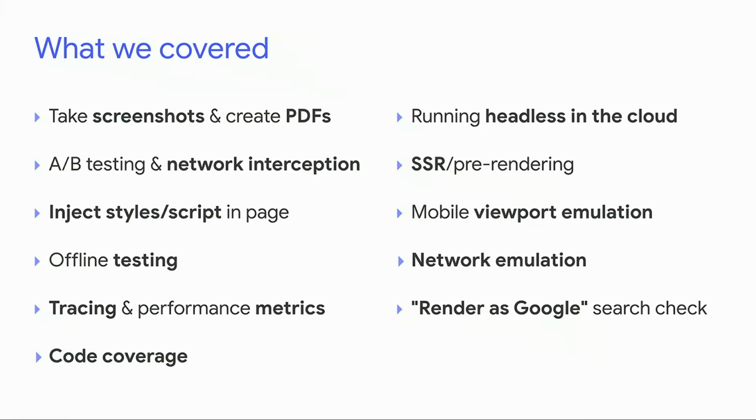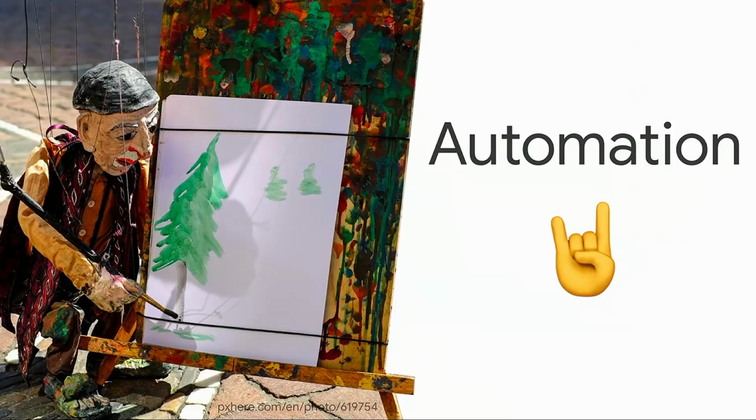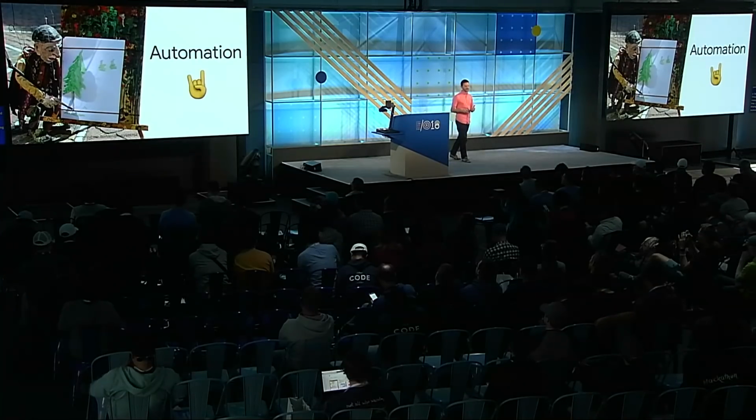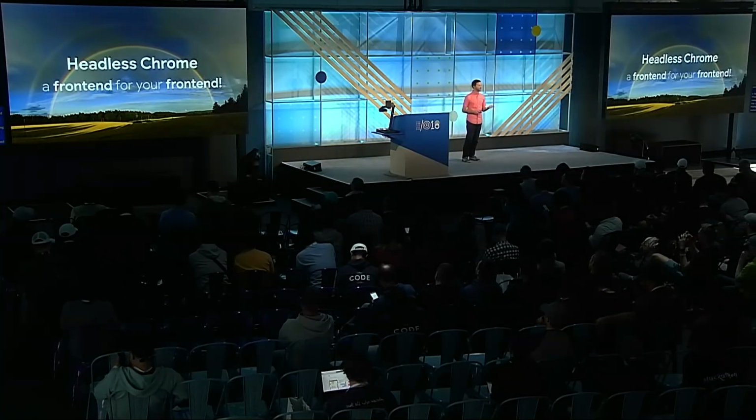So that was a lot of stuff. We covered a lot of things Headless Chrome can do, and of course, there's a bunch of stuff that we didn't cover that it also can do. But things like server-side rendering, pre-rendering your apps, offline testing, offline verification, A/B testing, making the Google search bot happy, creating PDFs. So with that, hopefully you guys have realized that automation is a thing. It's not just about testing your app. It's actually about making your app more productive and yourself as a developer more productive. So Headless Chrome is a front end for your front end.